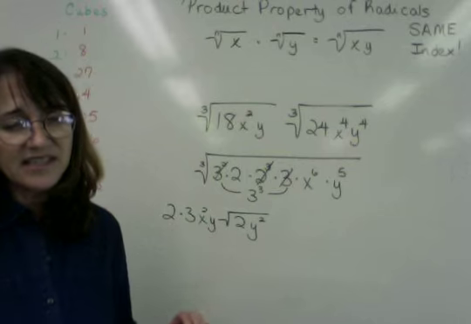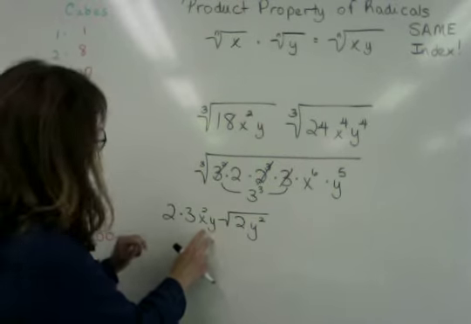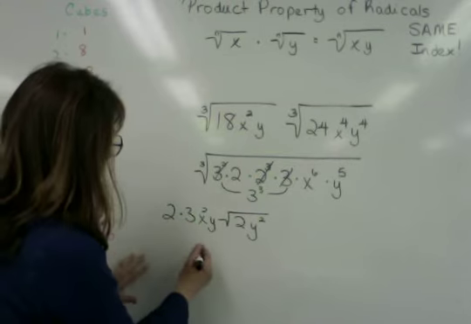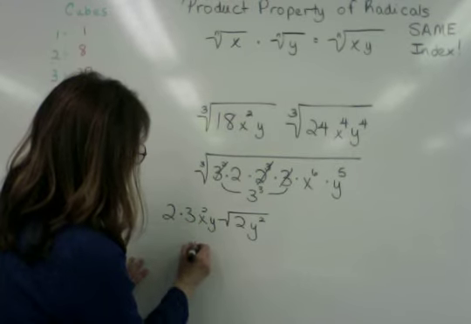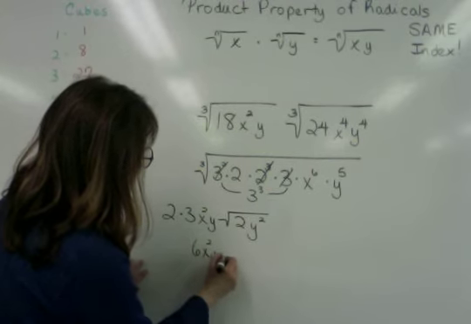Still isn't completely finished. These are looking good, right? What's the last step to do? I need to multiply this. So my final step, after multiplying the 3 and the 2, would be 3x squared y.